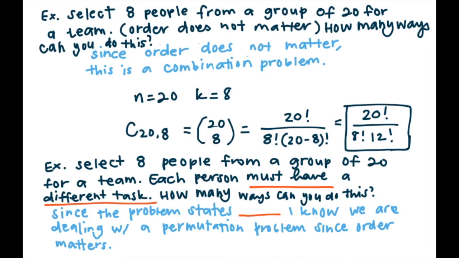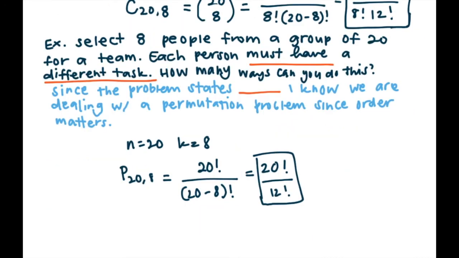Example, select 8 people from a group of 20 for a team. Each person must have a different task. How many ways can you do this? Okay, so since the problem states that each person must have a different task, I know that we are dealing with a permutation problem since order matters. So we have n equals 20, k equals 8. Plug that into our permutation formula and you get 20 factorial over 12 factorial.